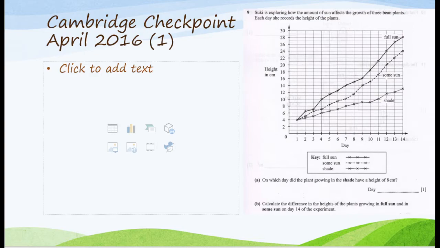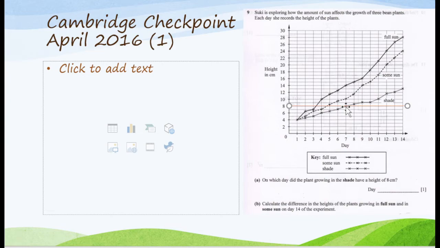Now, after you do understand the information, then we can jump to the questions. On which day did the plant growing in the shade have the height of 8 centimeter? The shade, yeah. So to make it easy for me to see, I will draw a line. The 8 will be this one, right? 8 centimeter here. It starts here on the shade line.